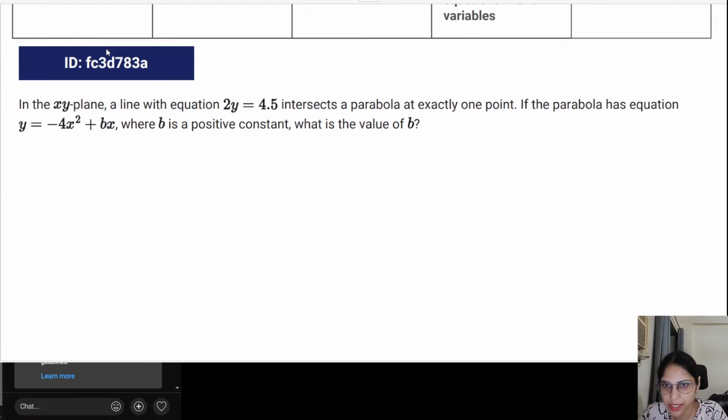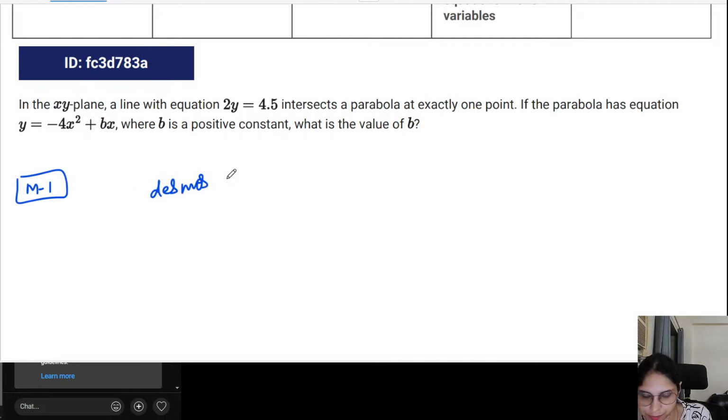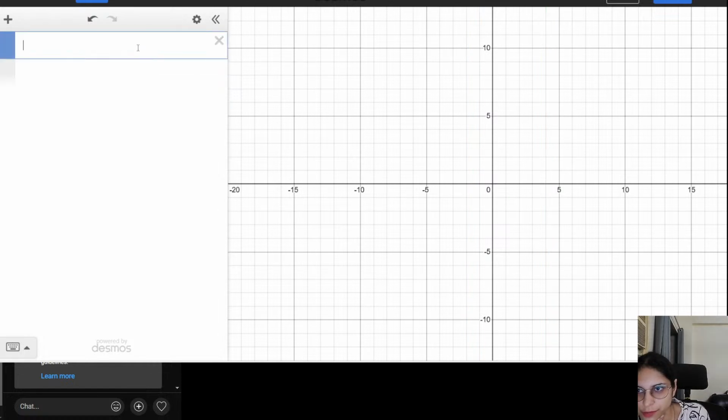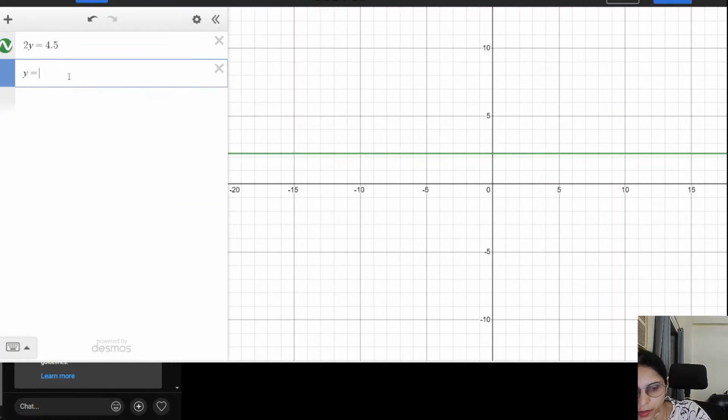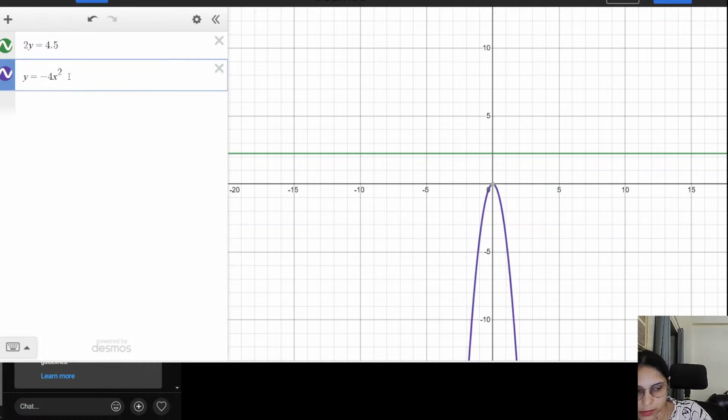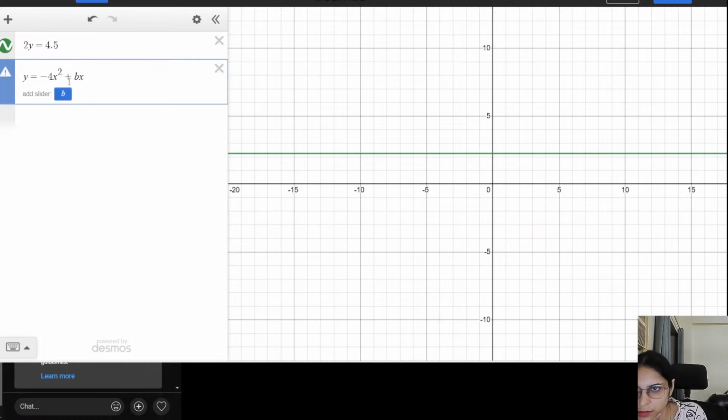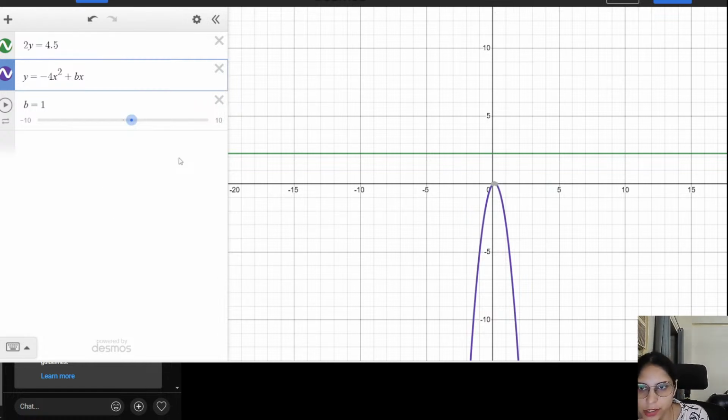Now question number 8, in the xy plane, a line with equation 2y equals 4.5 intersects a parabola at exactly one point. If the parabola has equation y equals minus 4x squared plus bx, what is the value of b? So there are two methods. First, we will try using Desmos with slider. So 2y equals 4.5. And then you have y is equal to negative 4x squared plus bx.